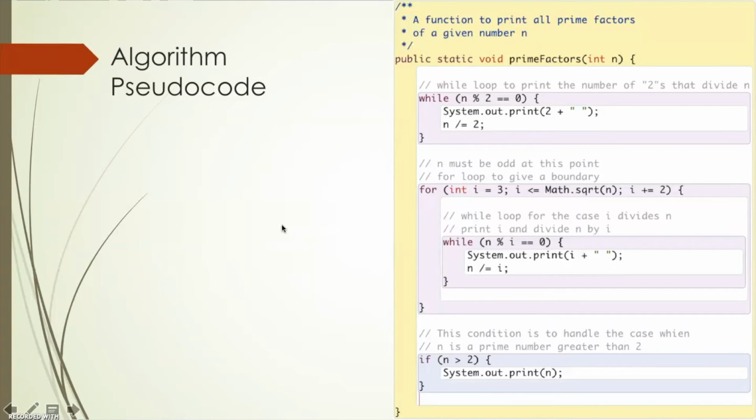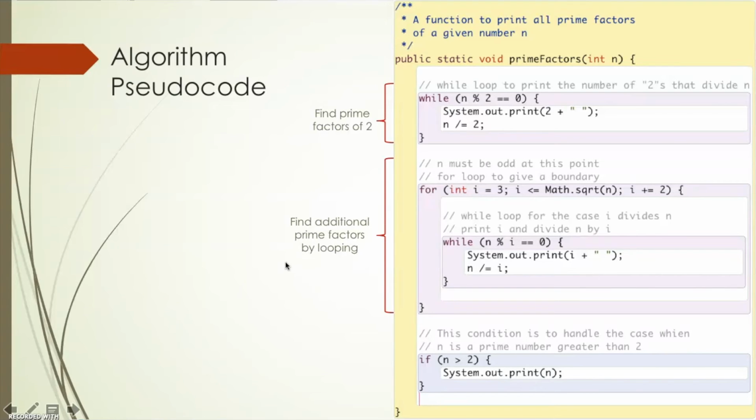So let's look at the pseudocode. I put the code in Java, and this is the method that I have. It is called prime factors, and we have an integer as our input parameter. So step 1, we have to find the prime factor of 2, which is the while loop here. The while loop states that we divide n by 2, and if the remainder is 0, we print 2, and then we divide the number by 2. Before we go to the next step, we have to notice that n must be odd at this point, which means n can't be divided by 2 anymore.